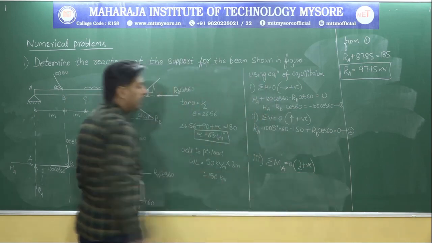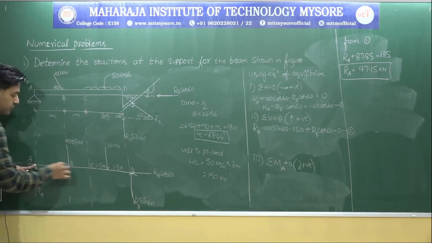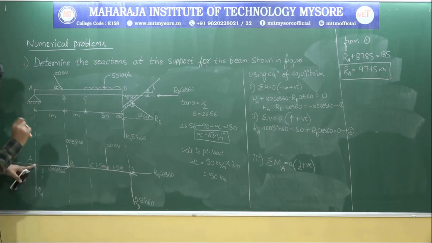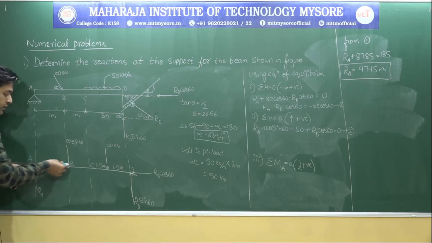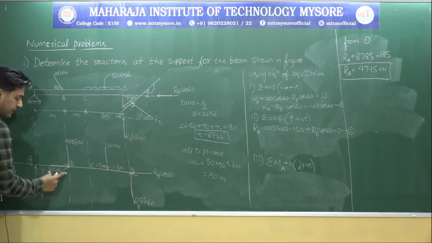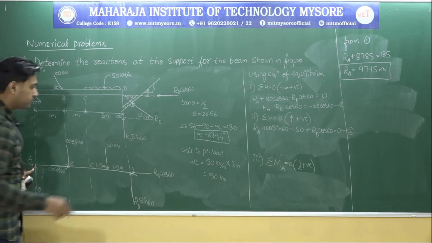Whenever I take the moment about point A, this entire thing will become 0. Next, what happens to this horizontal force and this horizontal force? What is the formula to calculate the moment? Force into perpendicular distance, yes or no? Don't you think the force and the point about which I want the moment are in the same line of action? So I can neglect this and this, and I am left with this now.